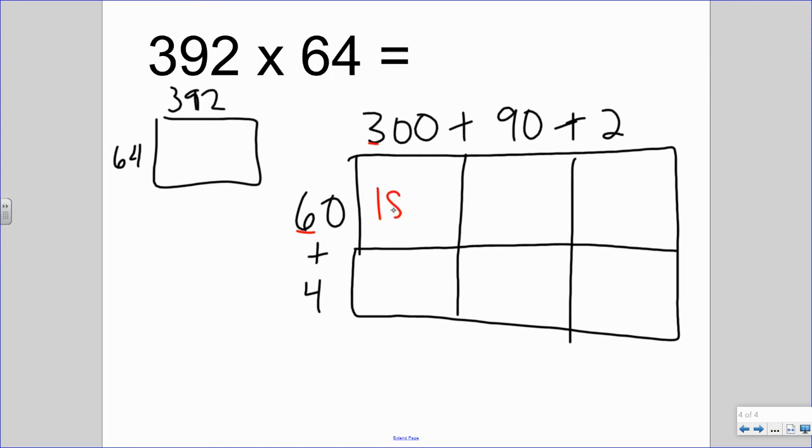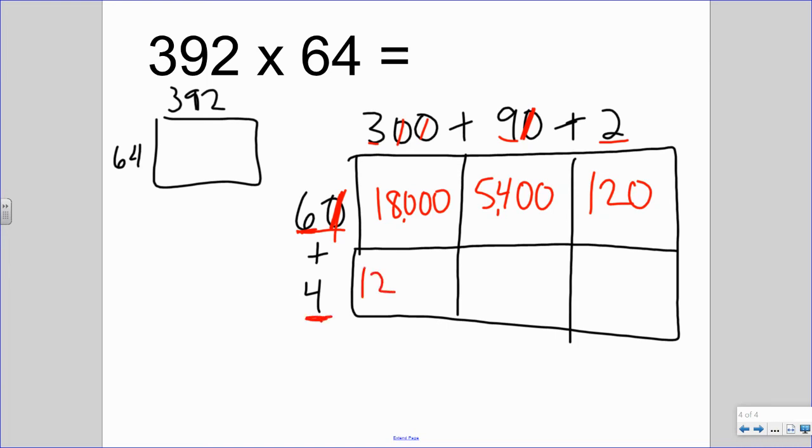6 times 3 is 18, and we have a total of 3 zeros here. So we have a pretty big piece right off the bat. 6 times 9 is 54, and I have 1 zero in the 60 and 1 zero in the 90, so 2 zeros here. And then 60 times 2, well, 6 times 2 is 12 with only 1 zero, is 120. Now I'm going down to my 4. 4 times 3 is 12, and we only have 2 zeros here. 4 times 90 is 36, and we only have 1 zero here. And then 4 times 2 is 8.